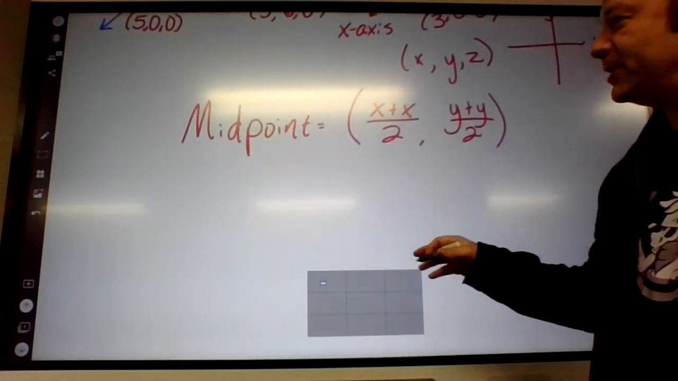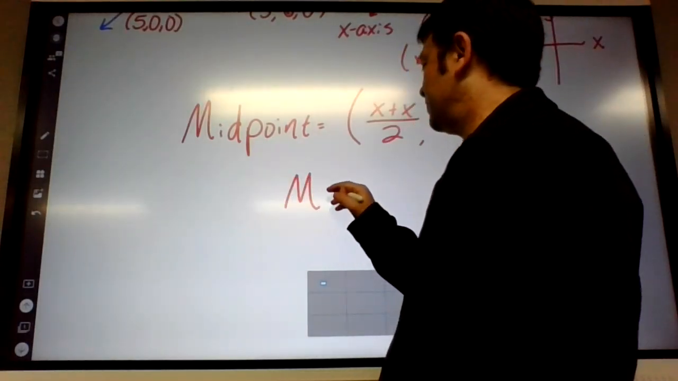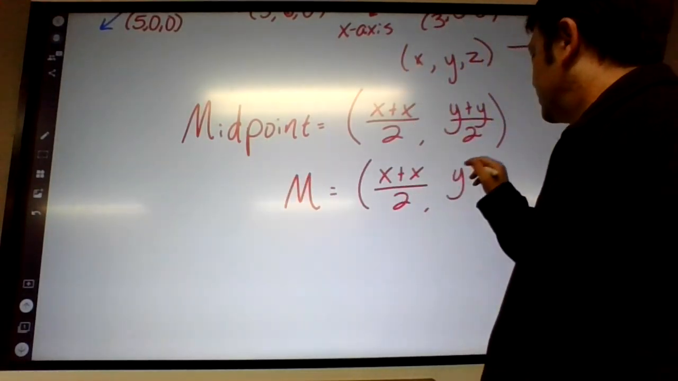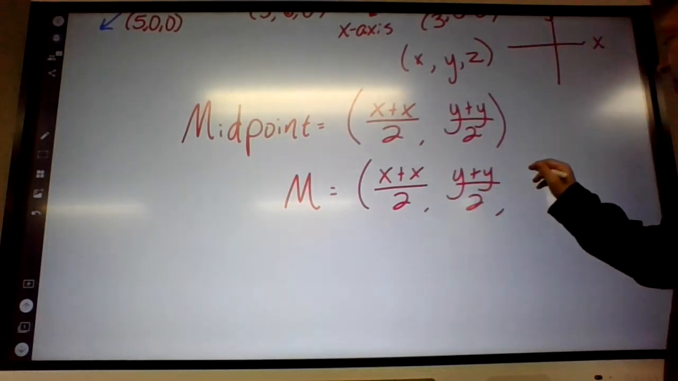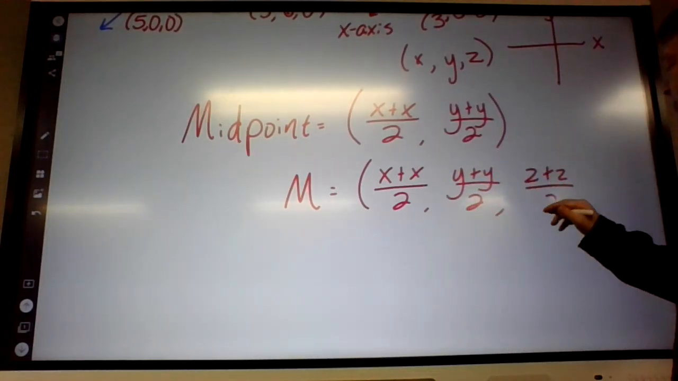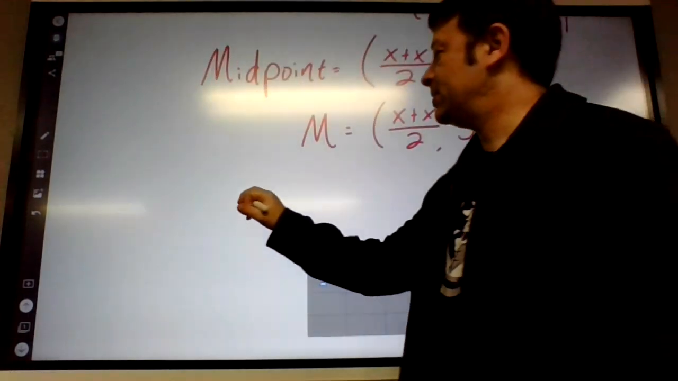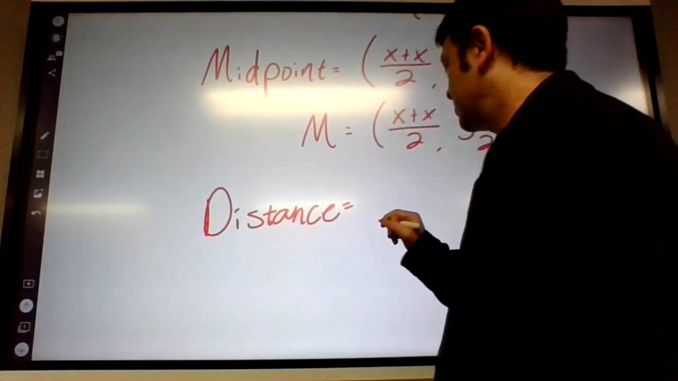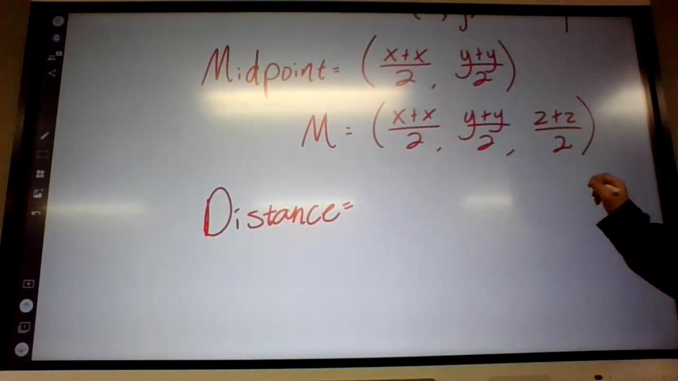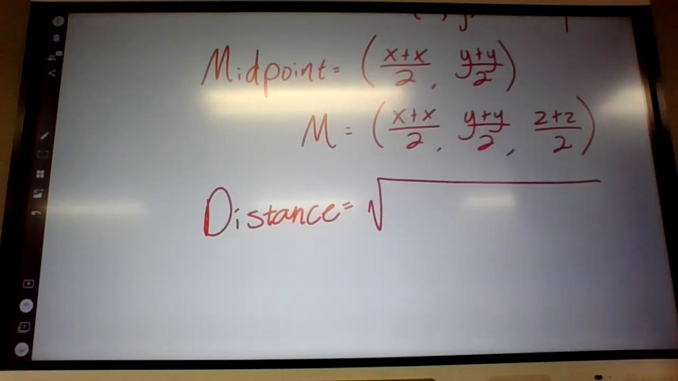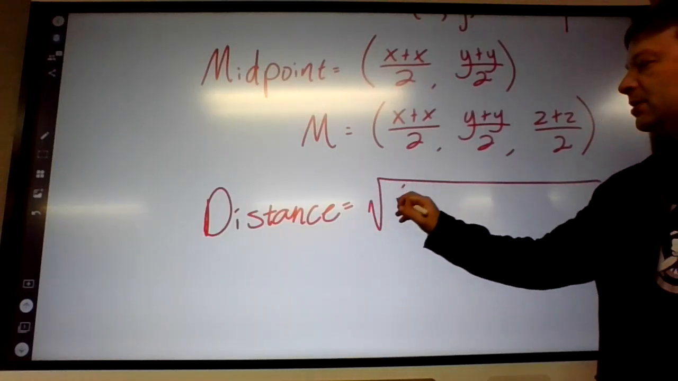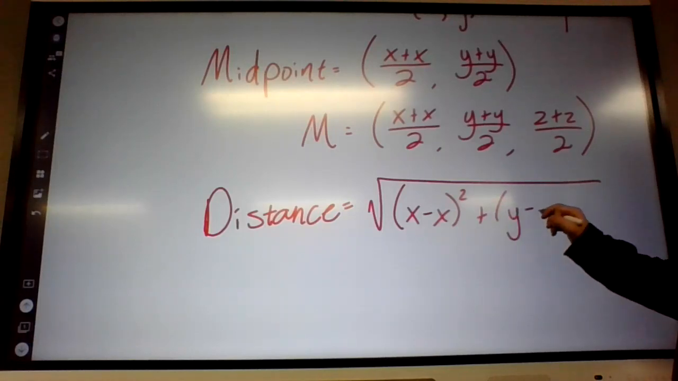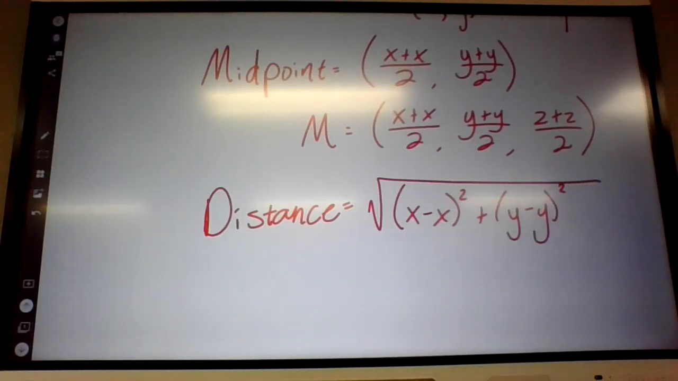So guess how we're going to find the midpoint on a 3D graph? You also do z plus z. You also do z, yeah. It's not really hard. So we're going to have to do this a couple times. Z plus z over 2. Okay, do you guys remember the distance formula? This one's a little bit harder. X minus x squared plus y minus y squared, and you do the square root of that.